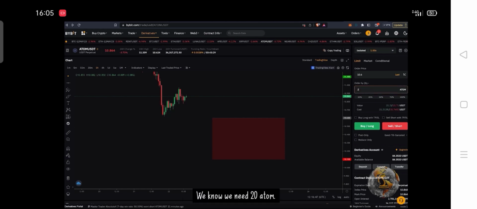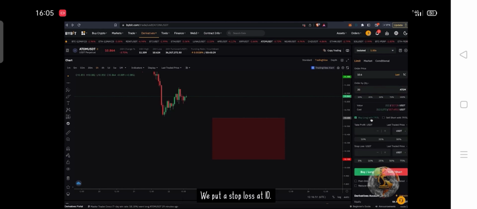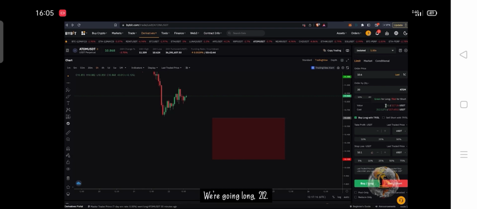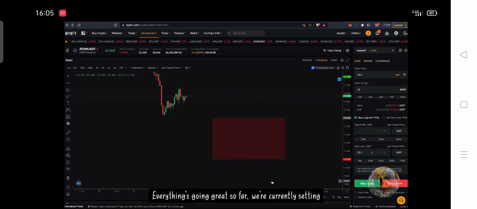We know we need 20 Atom. Now we put a stop loss at 10.10 and we make sure that we're doing things right. We put that in, we look at the automatic calculator, which says your expected loss will be $10. Perfect. So we know that's working. Now we look at the value. It's 212. See the green? Green for long, red for short. We're going long, 212. Perfect. Everything's going great so far. We're currently setting up our trade well.